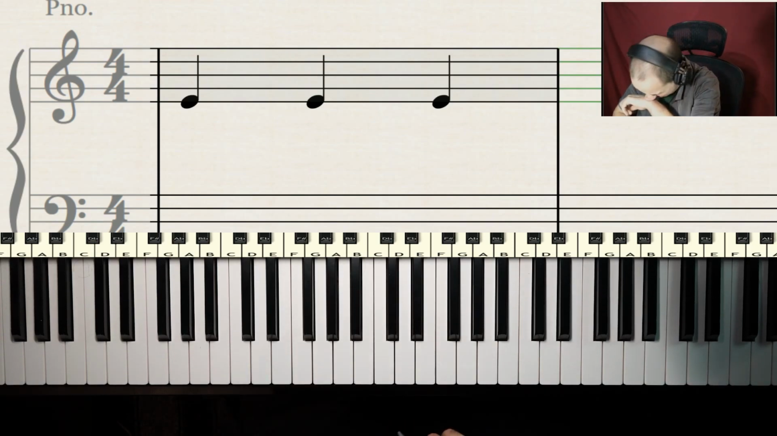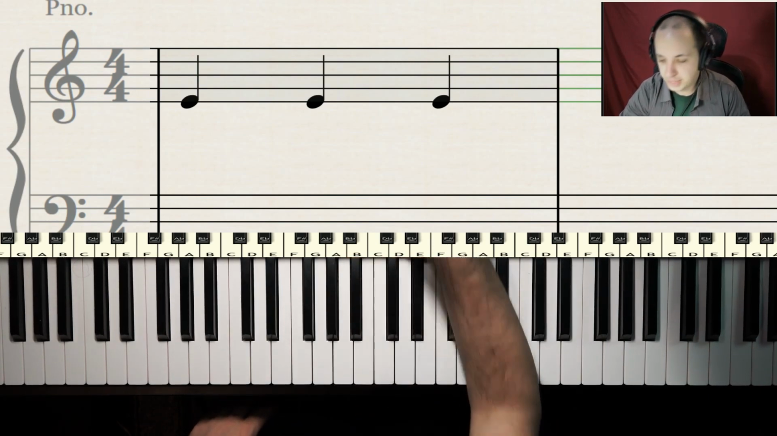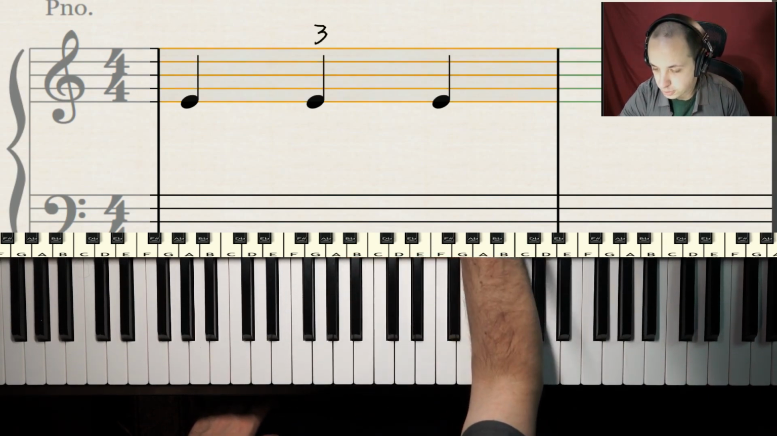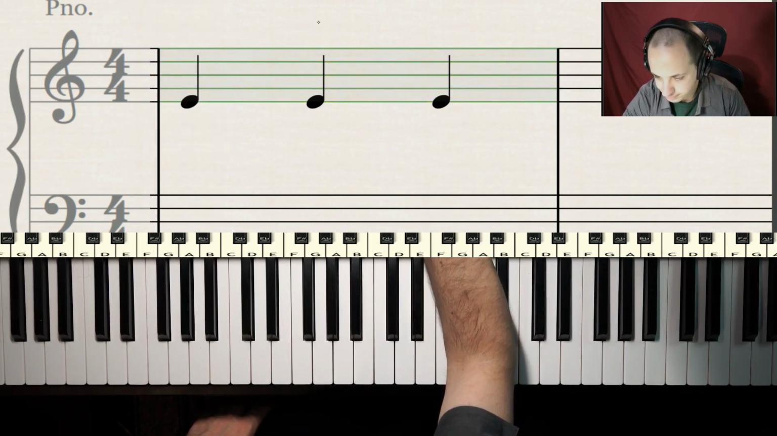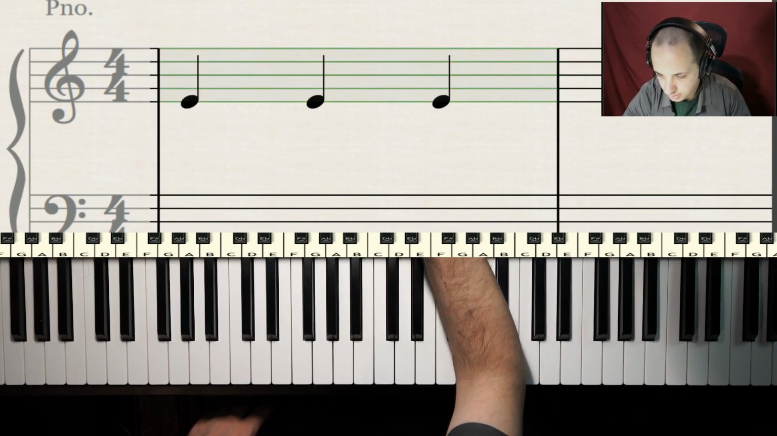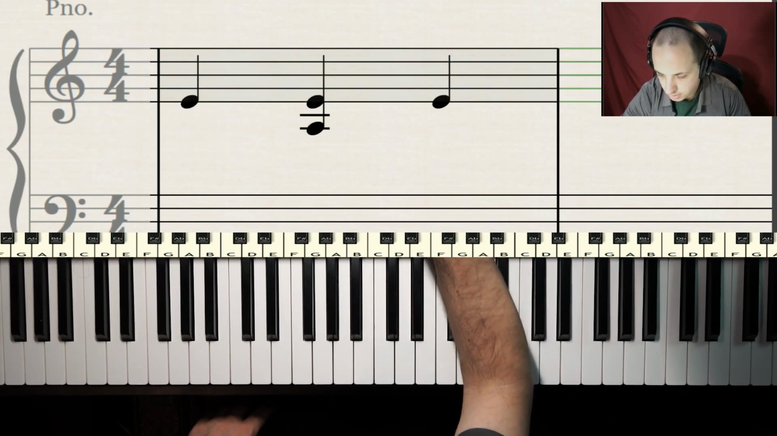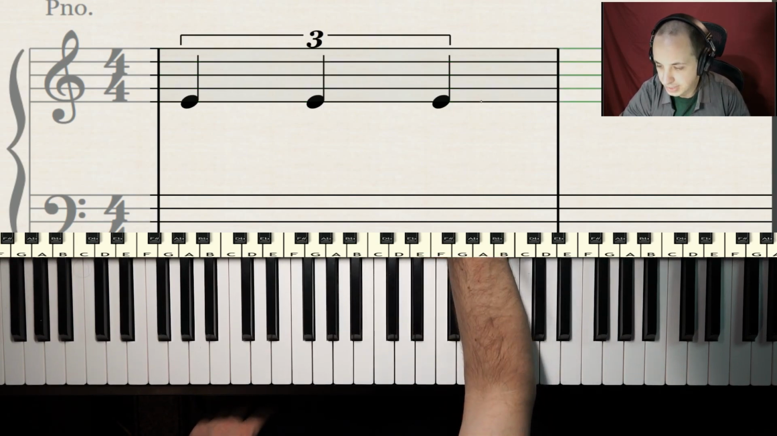Hold on a sec. Okay, here we go. So here's the quarter note triplet. There we go.